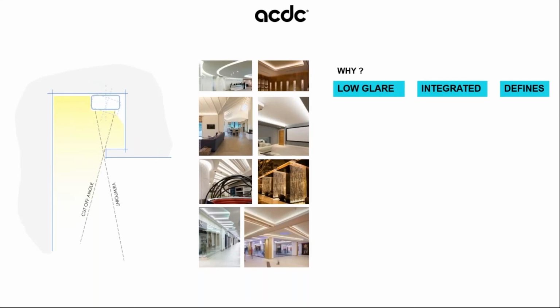Why do we use a cove? It's low glare, it's integrated. But as well as that, it defines a space, it defines an environment. Make sure that you're speccing a luminaire that is continuous. And by that, I mean, when it's end-to-end, then there are no dark points. It is going end-to-end, it's providing a continuous wash of light. But it's also continuous in terms of color and color consistency. So think about the specification of your LED and the control of your luminaire as well.